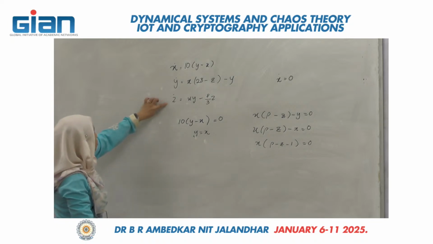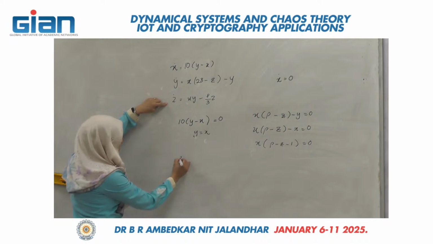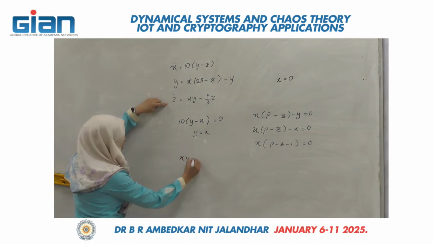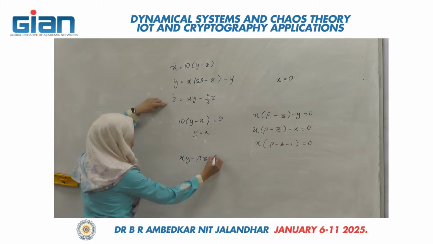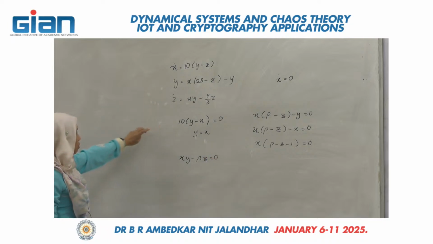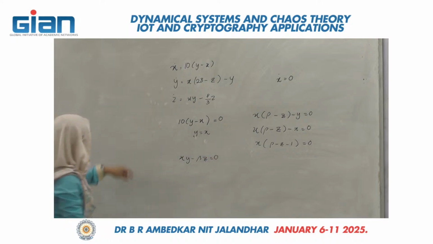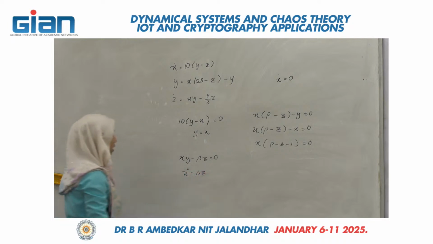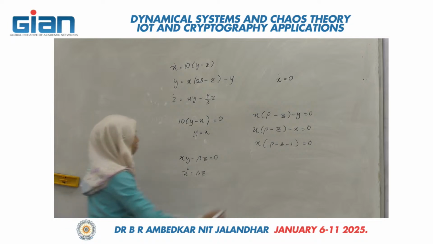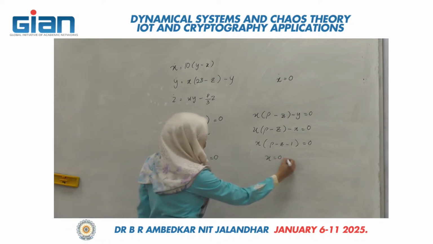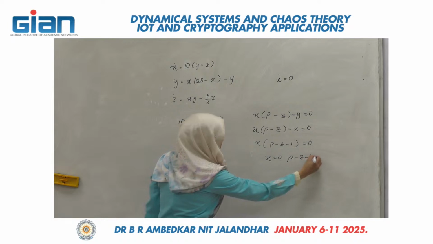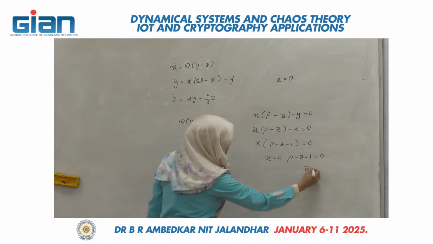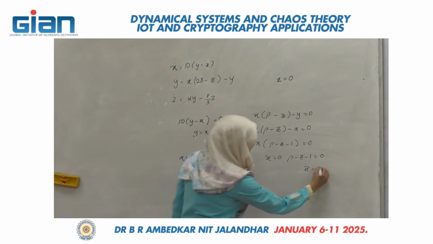And then we use the third one, xy minus beta z equal to 0. So x square equal to beta z, and then we can have this one x equal to 0, rho minus z minus 1 equal to 0. So z is equal to rho minus 1, right?